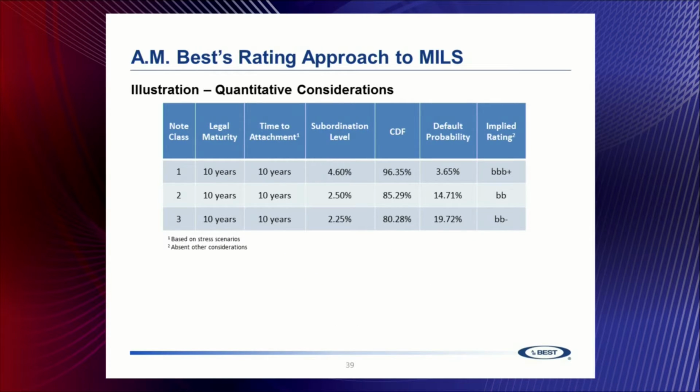Here we summarize all these quantitative results. For all the note classes, time to attachment is 10 years. Default probability is 3.65%, 14.71%, and 19.72% for Class Note 1, 2, and 3, respectively. With time to attachment and default probability, the best idealized default matrix implies the rating of Class 1 to be BBB+, Class 2 BB, Class 3 BB-, absent other considerations. In the next slide, we will show the way to determine the implied rating.